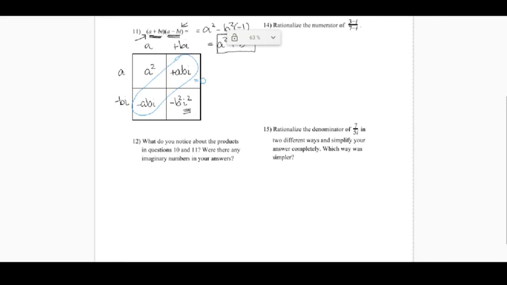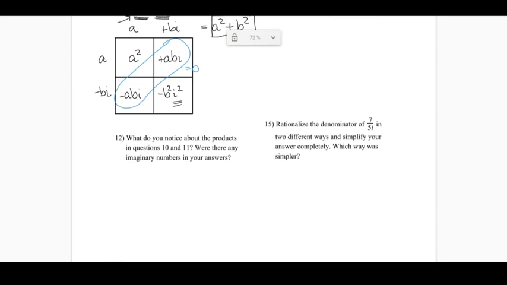So let's make a mention here. What do we notice about the products in the questions? Were there any imaginary numbers in your answers? Well, we just talked about it. No, and it's because we multiplied by a complex number and its conjugate.